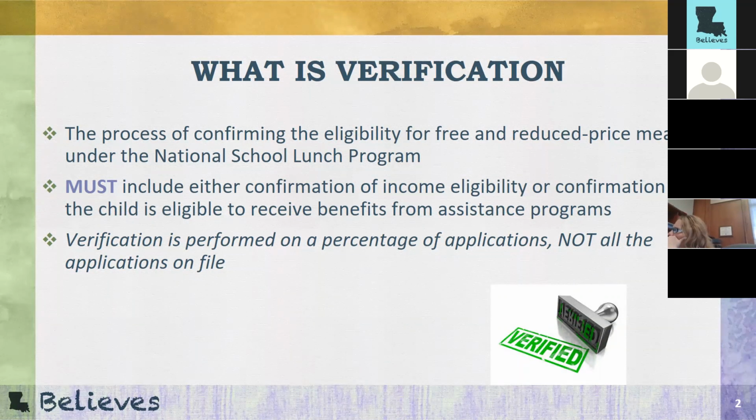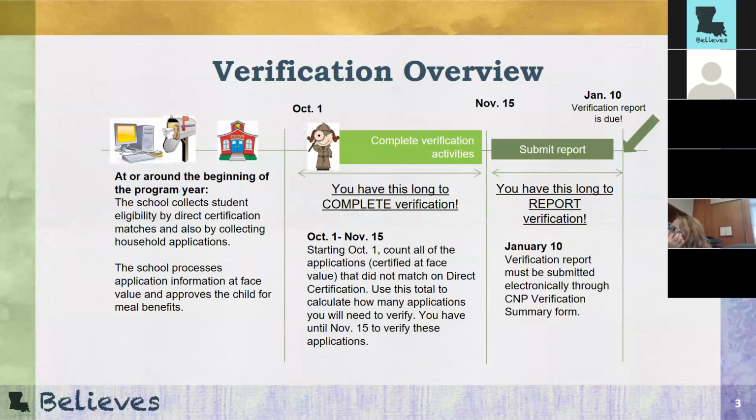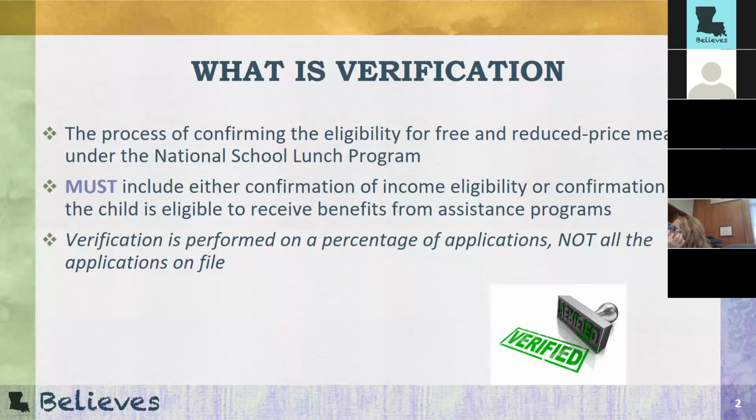Verification must include either a confirmation of the family's income eligibility or a confirmation that the child is otherwise categorically eligible for participation. Verification may also include confirmation of any other information required on the application, such as household size. One more thing to note is that not all applications are required to be verified. It is a percentage of applications. We will discuss the methods of selecting applications on a later slide.